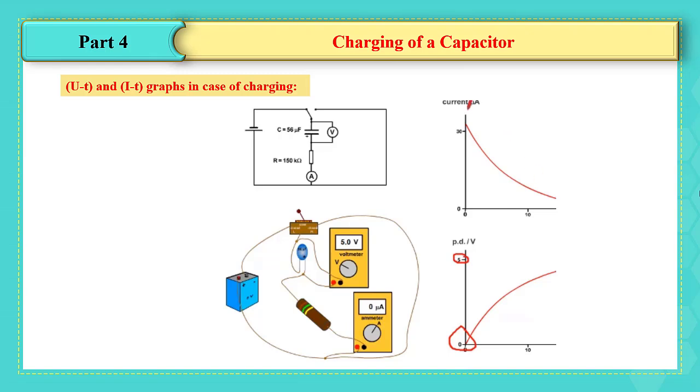Whereas the current, as we know, decreases in the charging process. In this case, we can see from the graph that the initial value of the current is the maximum value, which is approximately equal to 32 microampere. It decreases exponentially, that means faster at the beginning, and then it decreases in a slower way until it reaches 0 at the end of the charging process. So the current decreases exponentially, and the potential difference or the voltage across the capacitor increases exponentially.